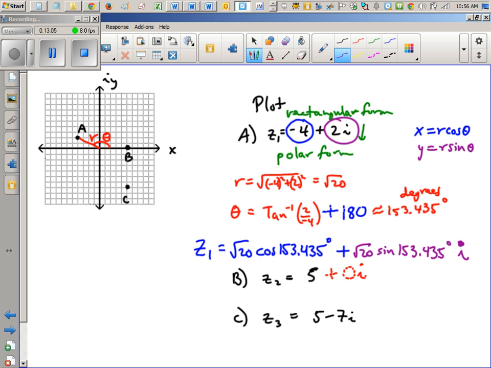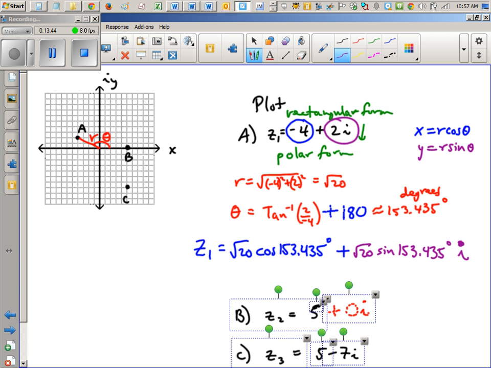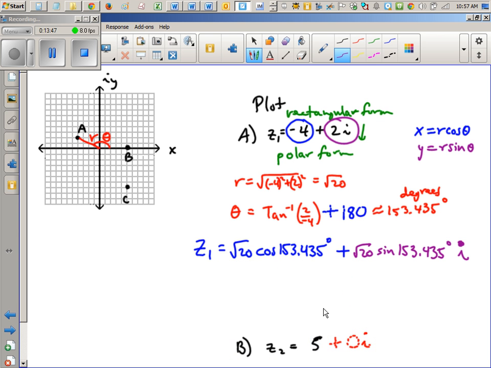So what is root 20 cosine 153.435? Why don't we check on our calculator? Do me a favor, type that into your calculator. Root 20 cos 153.435. Make sure you're in degrees mode. I thought the radians would be kind of confusing today. And I said we'd use radians the rest of the year, but actually in this particular chapter they do use degrees a few times.